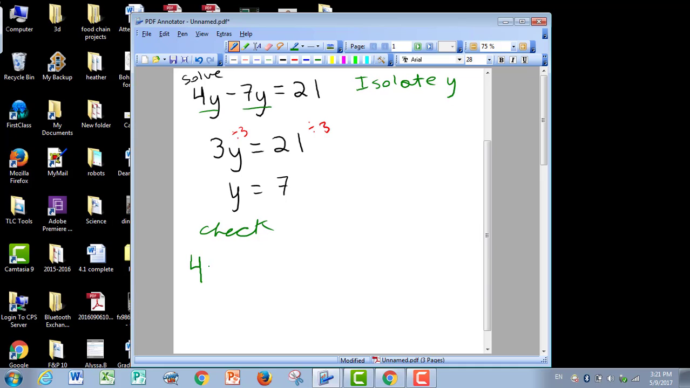So I'm writing 4 instead of y, I'll put some brackets, minus 7 instead of y, I'll put some brackets, equals 21. Does it equal? And I'm putting in 7 for my y's. So 4 times 7 is 28.